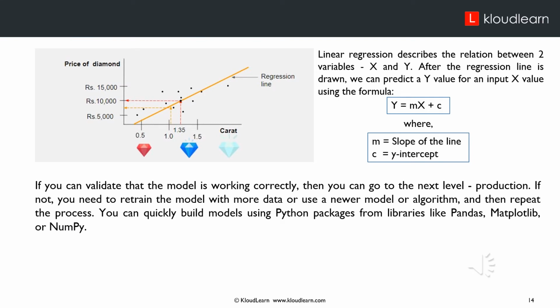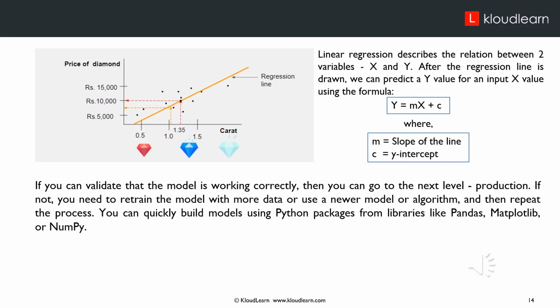Linear regression describes the relationship between two variables x and y. After the regression line is drawn, we can predict a y value for an input x value using the formula y = mx + c, where m is the slope of the line and c is the y-intercept.